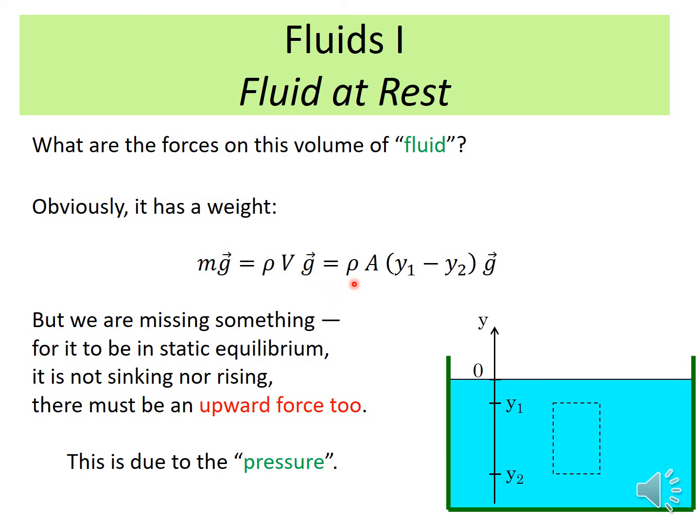So I'm going to rewrite the volume. I keep my rho, and then I use the area and the height, which gives me the volume: A times the difference in the heights. This is the height of the object, the difference between these two positions in the y direction. This gives me the volume, and then I have g. So this is one of the forces, which is obviously pointing downwards when I draw a free body diagram.